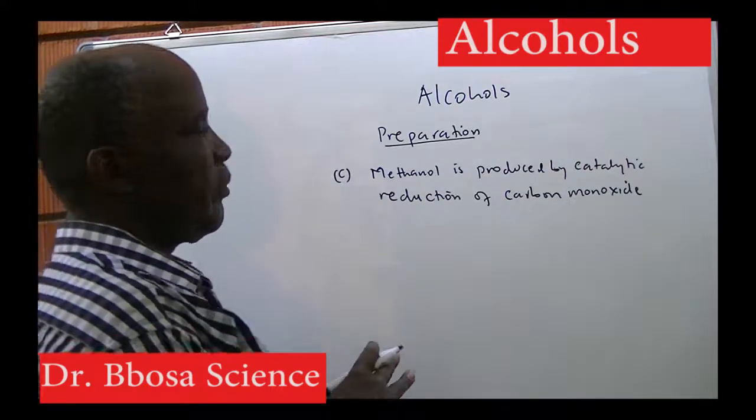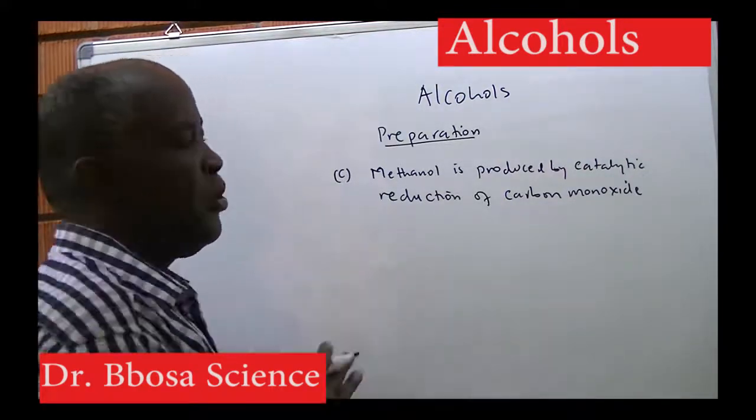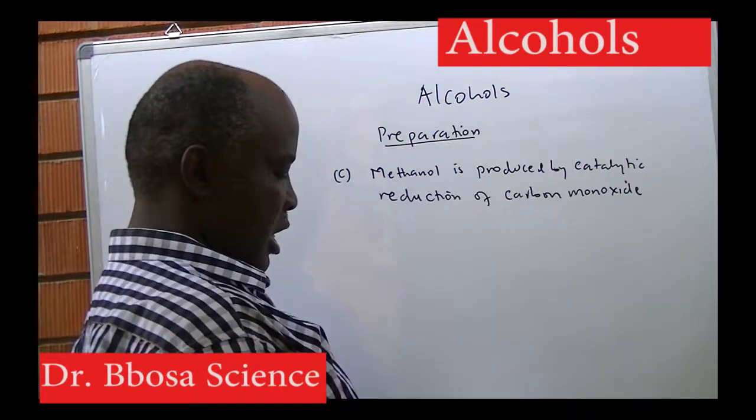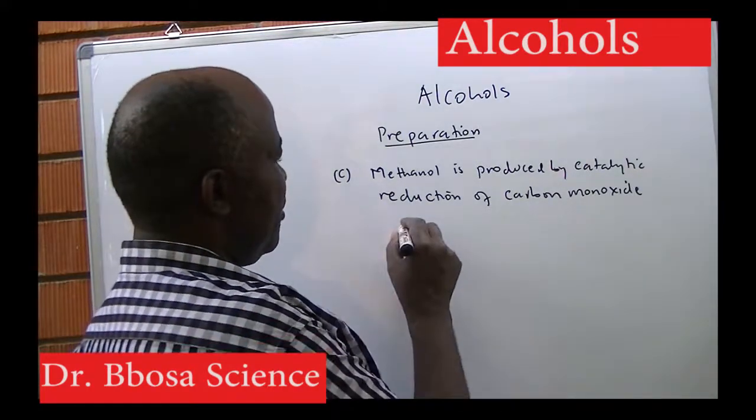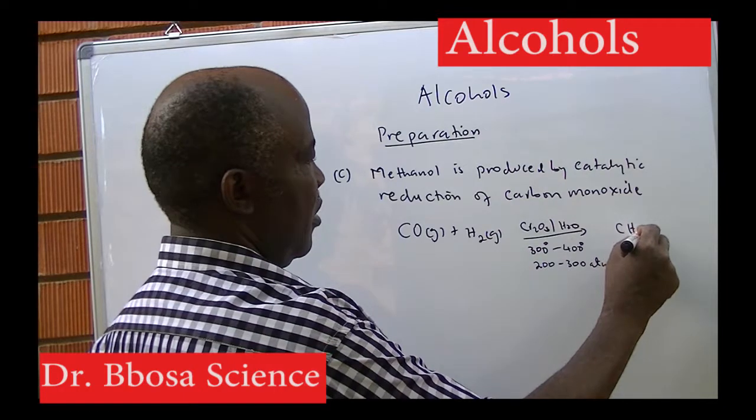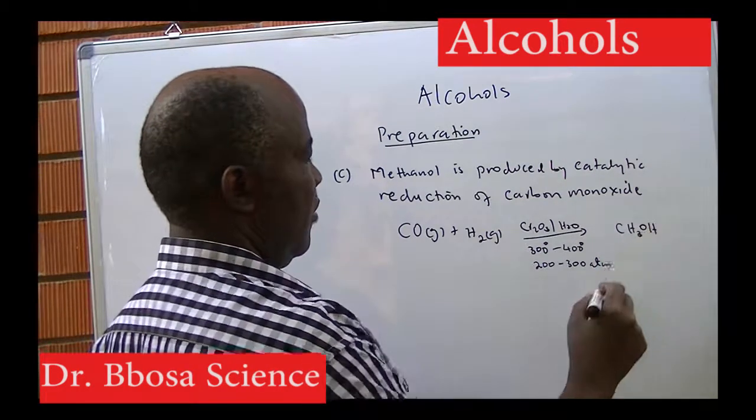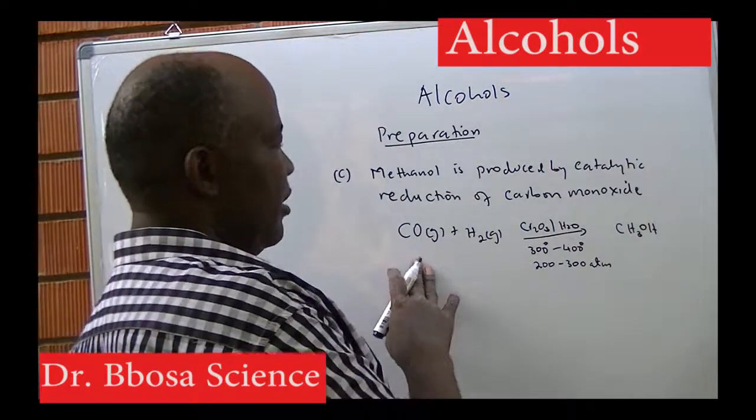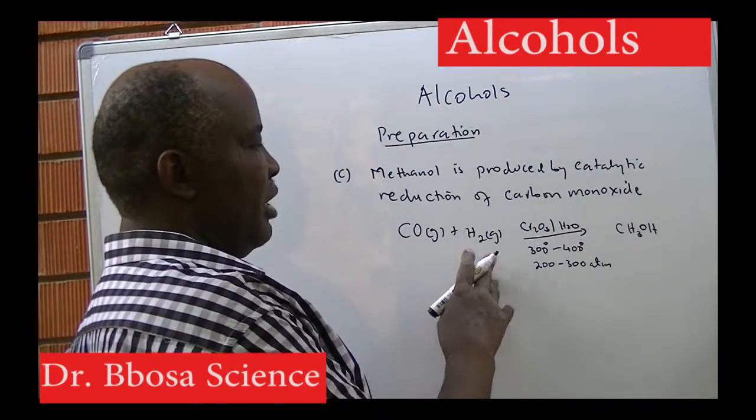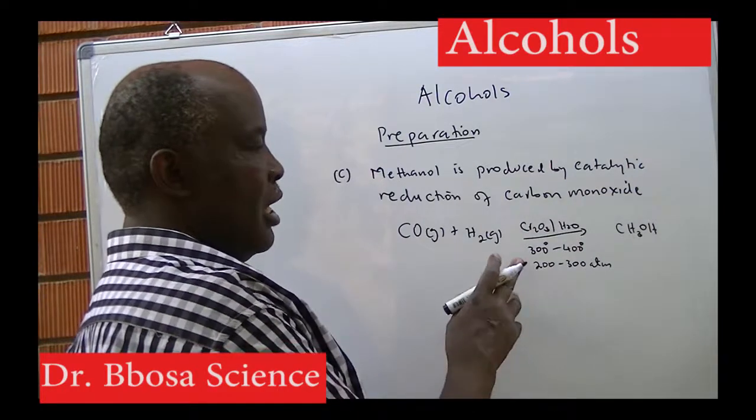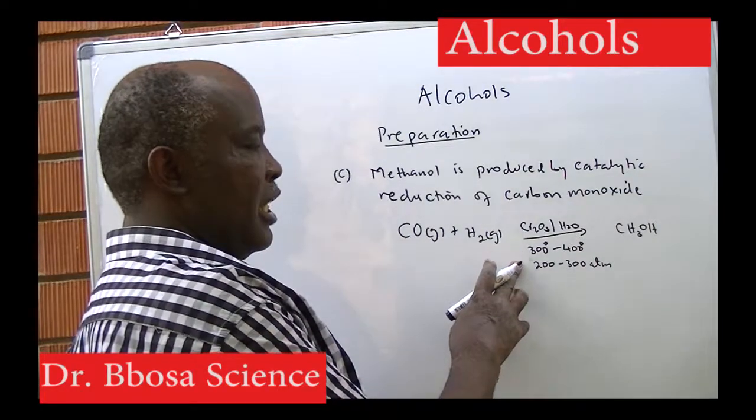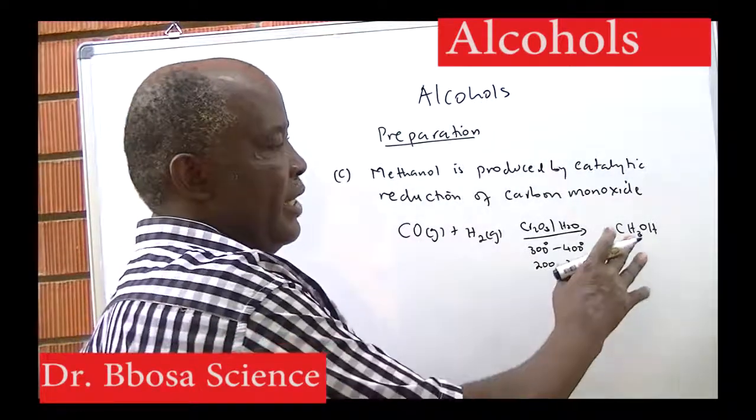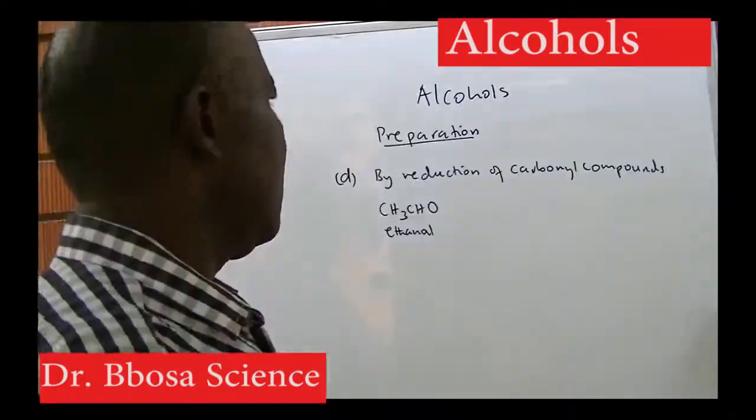C. Methanol is produced by catalytic reduction of carbon monoxide. So carbon monoxide plus hydrogen in the presence of chromium trioxide at 300 degrees Celsius and 200 atmospheres, you will get methanol.